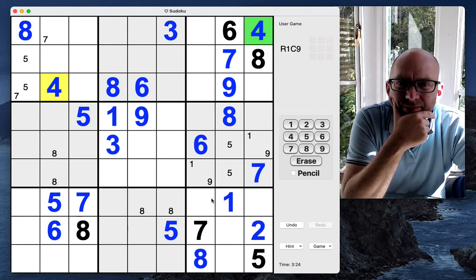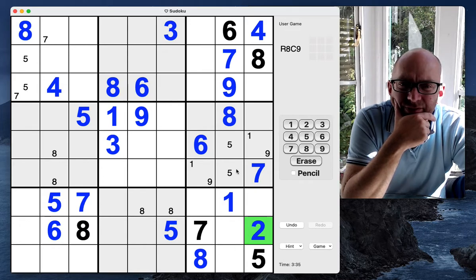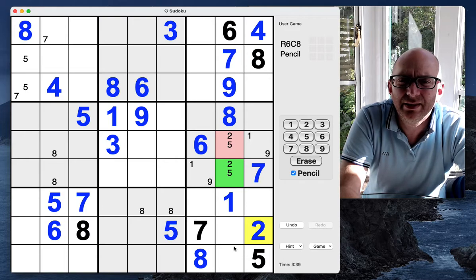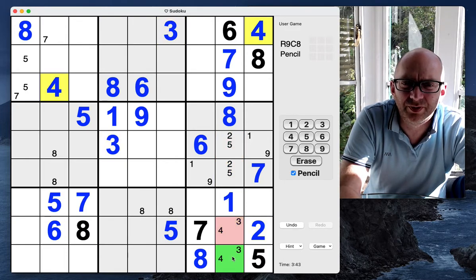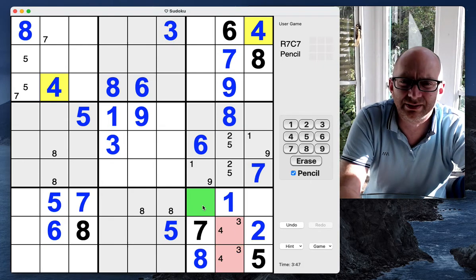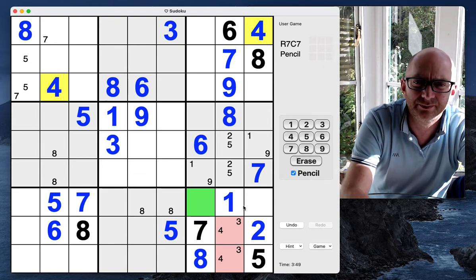So 1, 2, 3. Okay, in this column we need a 2, but we've got a 2 here. So we can pencil mark 2s and 5s here. So now we know what's missing in this bottom part of the grid, which is a 3 and a 4. So we can pencil mark our 3, 4 here. And that also means we can pencil mark our last digits here, which is a 6, 9.